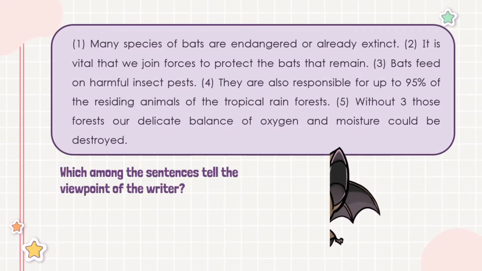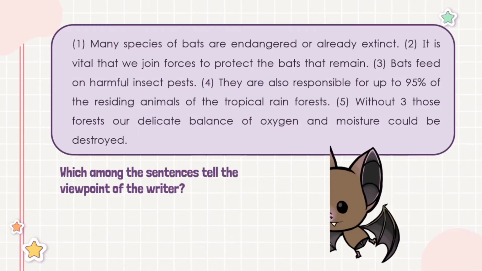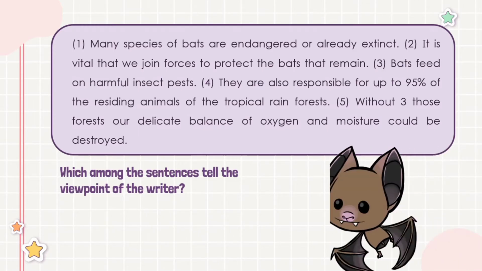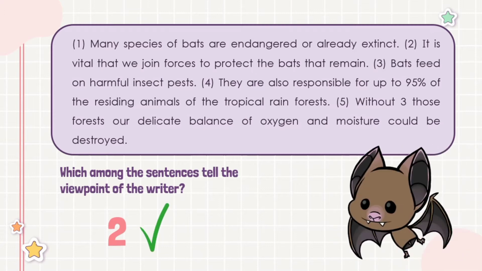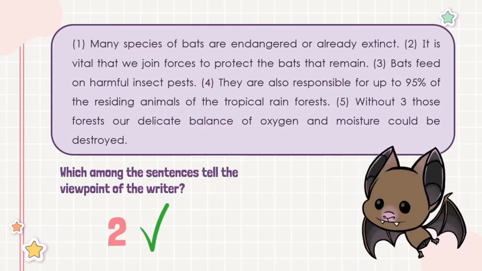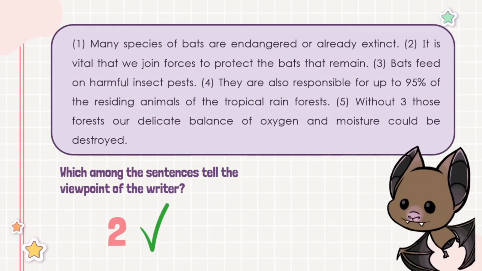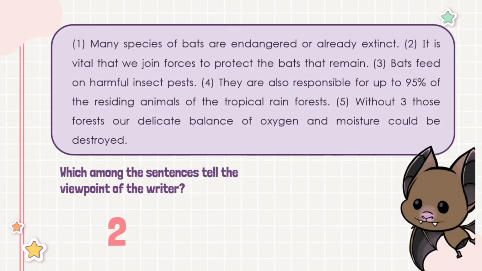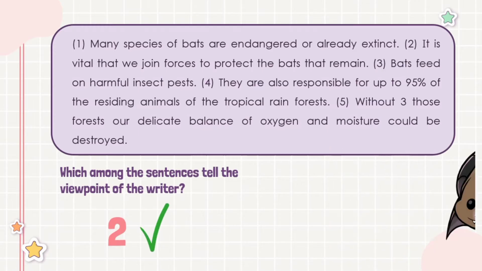So which among the sentences in the paragraph tells the viewpoint of the writer? If you say sentence number 2, then you're correct. It tells the need to take care of the bats, while sentence number 1 tells about the theme, which states that there is a decreasing number of bats. The writer stressed, through words like "vital" and "we," his opinion that helping one another is significant in saving the remaining number of bats.